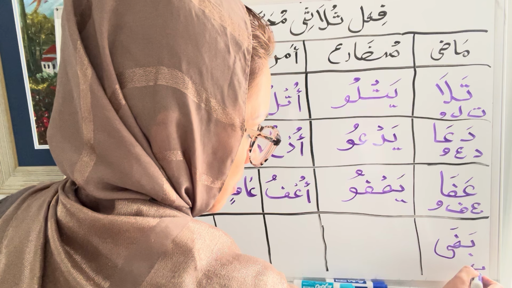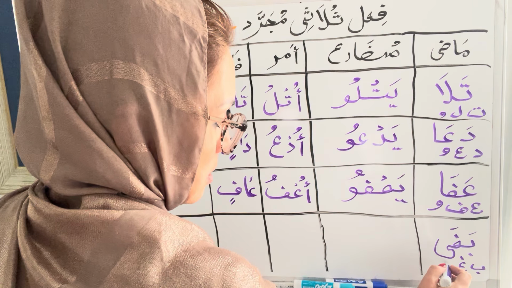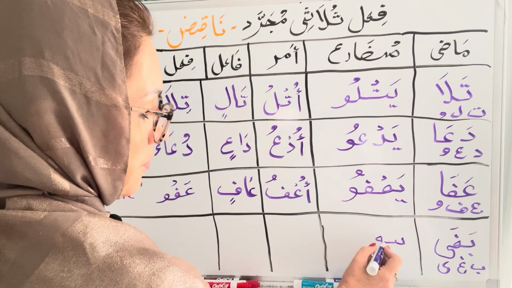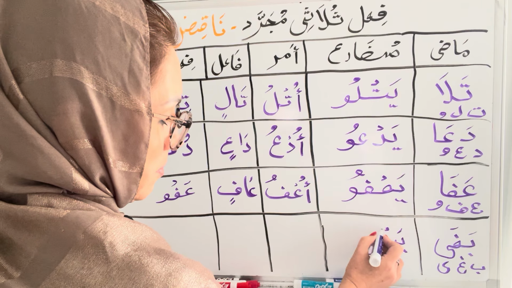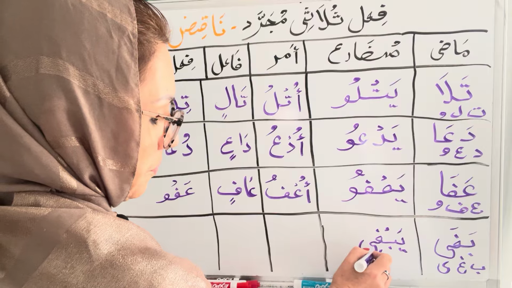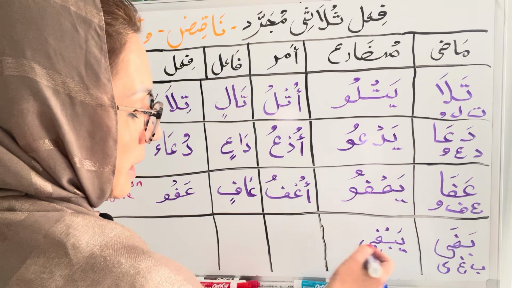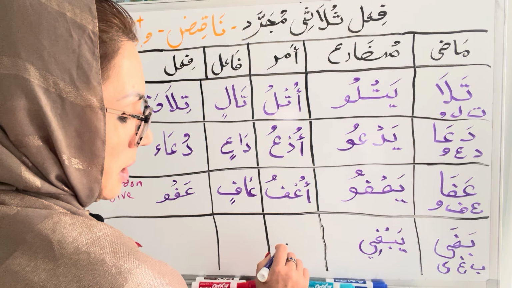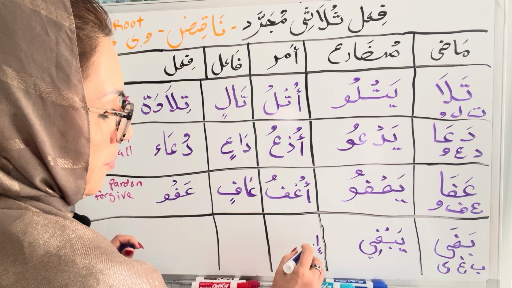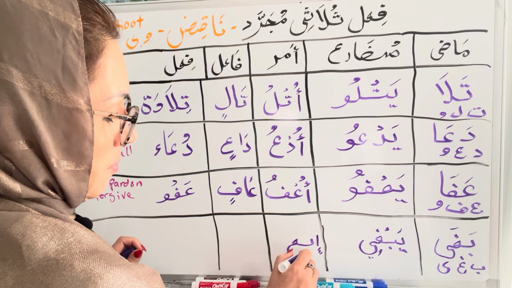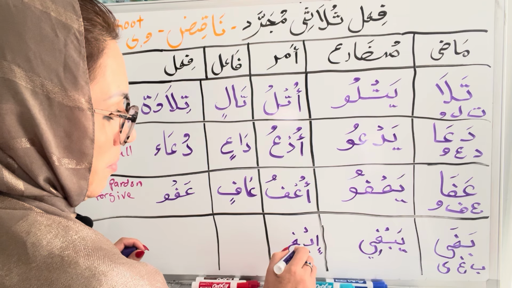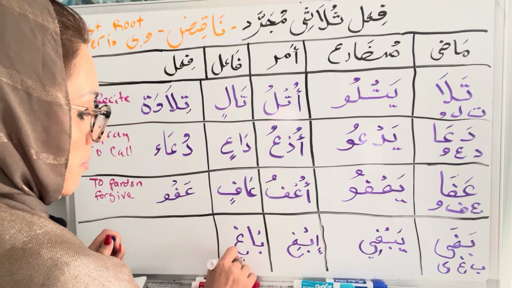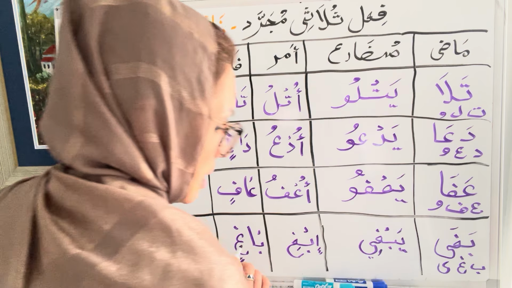So the root is ba, ghain, and ya. Bara. Yabghi. This cuts right here. Yabghi. Ibghi.